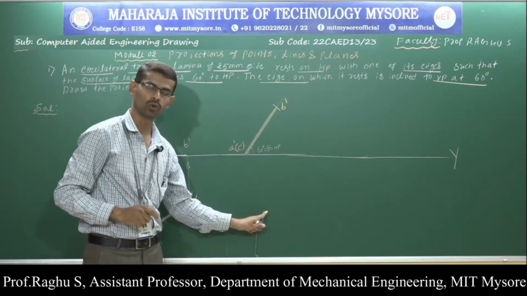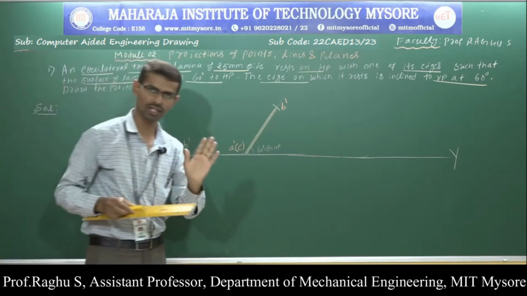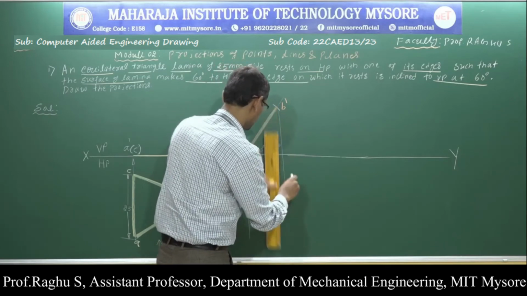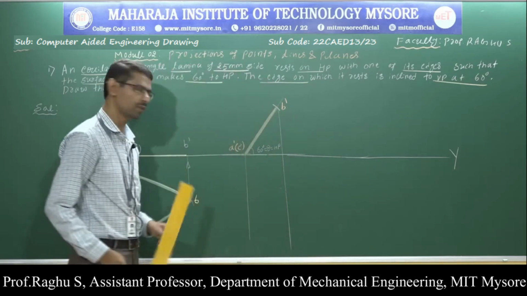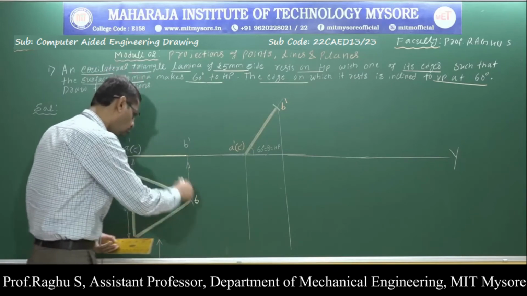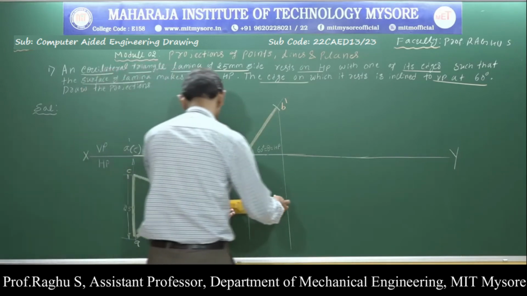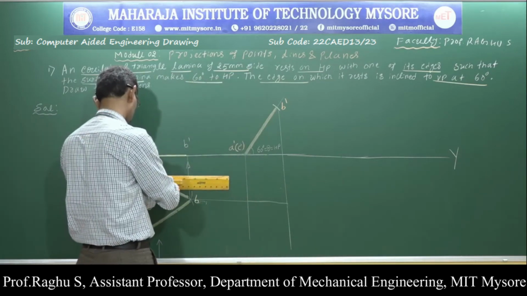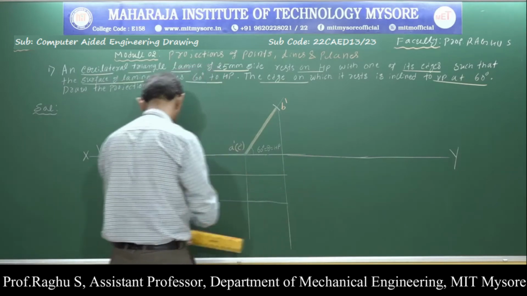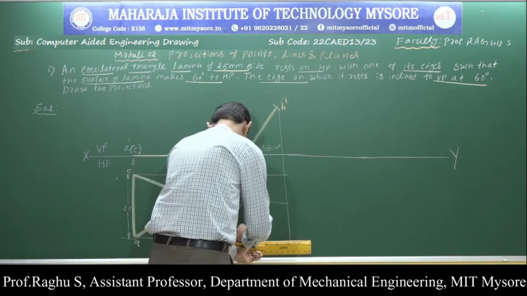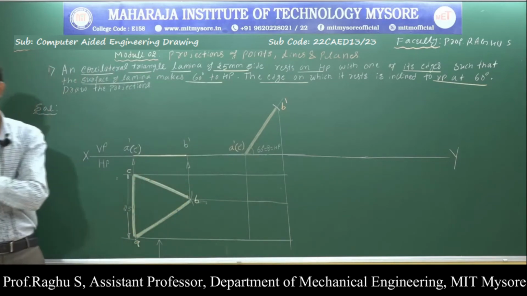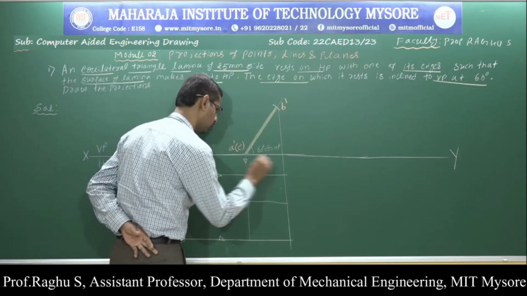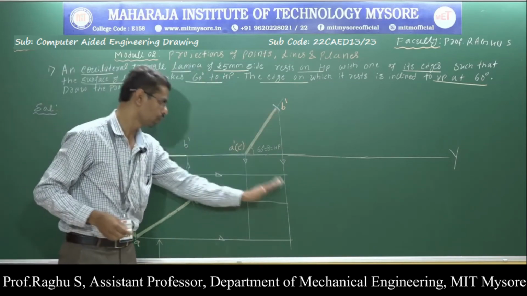Right, next, to get the top view, just draw projection lines. Projection lines means thin lines. Draw projection lines from the second position, front view. At the same time, draw projection lines from all the three corners of the first position, top view. So I have drawn the projection lines from the second position, front view, and first position, top view.